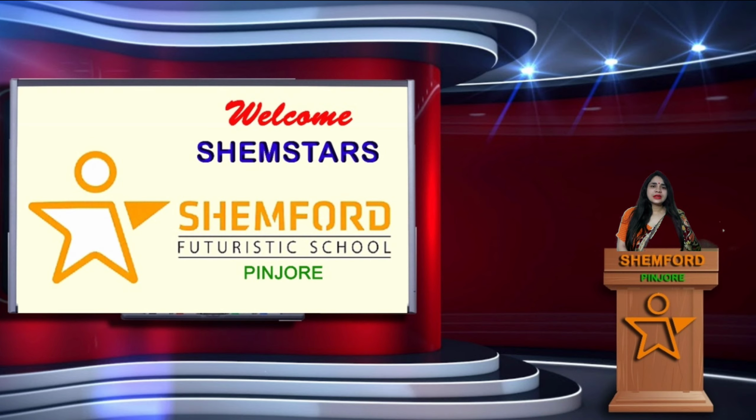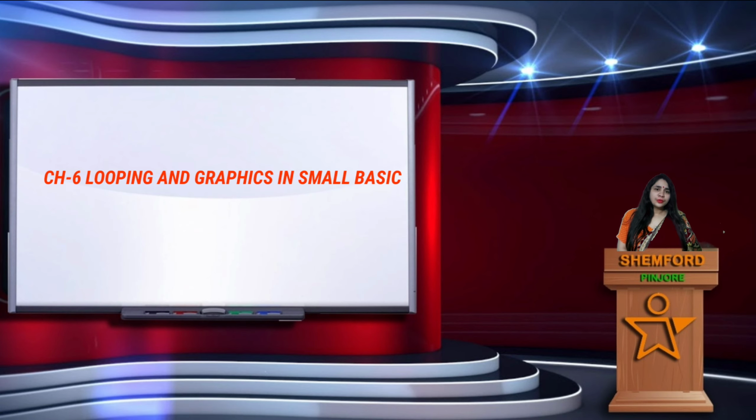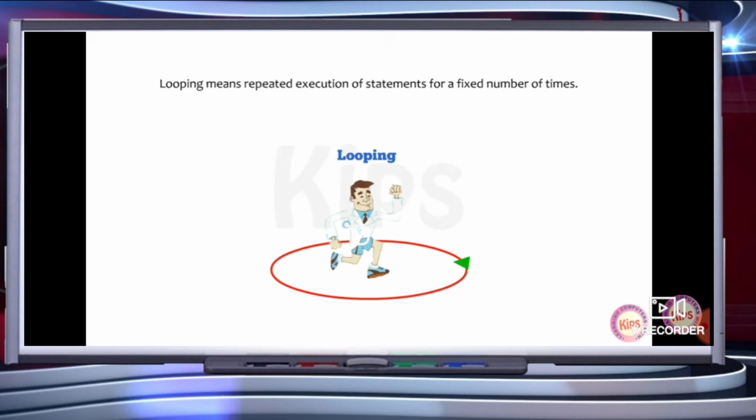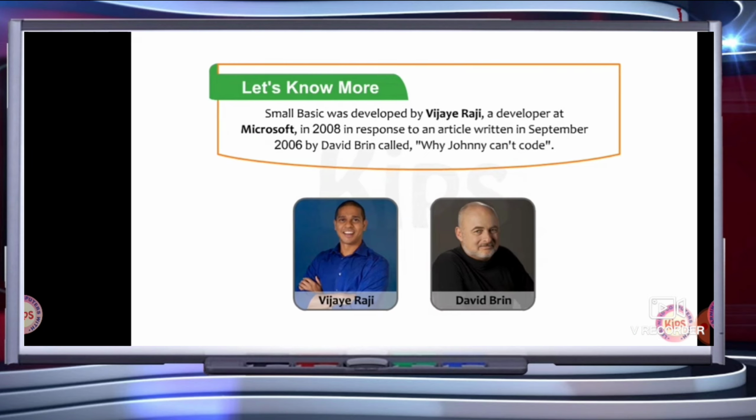Students, today we are starting our chapter number 6, Looping and Graphics in Small Basic. So let's start the topic. Dear children, while programming, there are situations when you have to repeat one or more statements a number of times. Looping means repeated execution of statements for a fixed number of times.